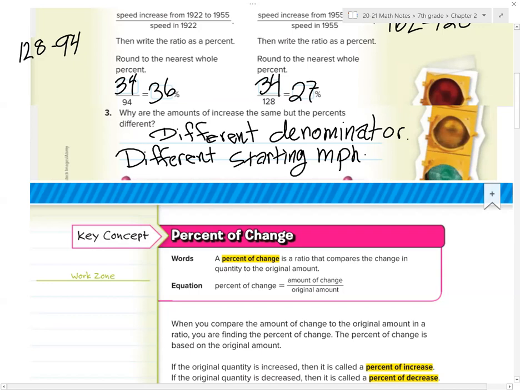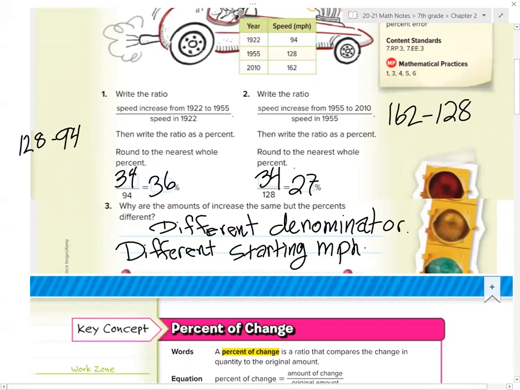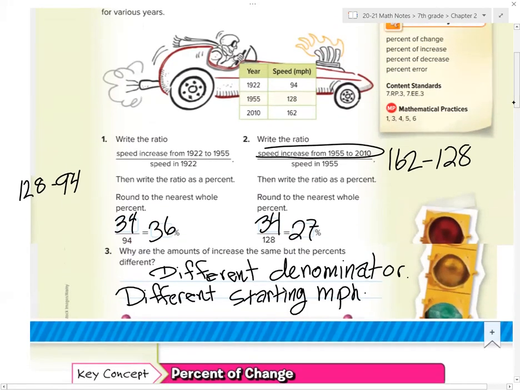162 minus 128, because the question asked us the speed increase from 1955 to 2010, and we're finding a difference. So we're finding the increase, that's a difference. So we take 2010 minus 1955 speeds. Good question.